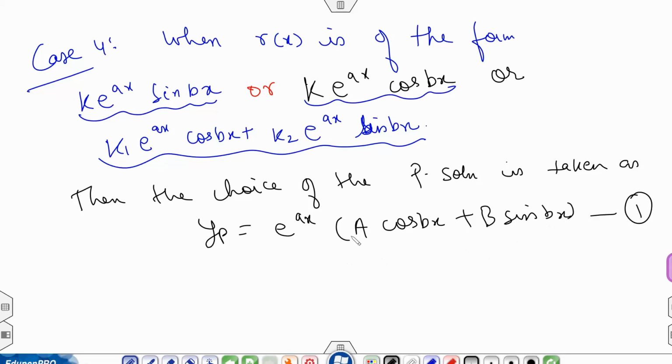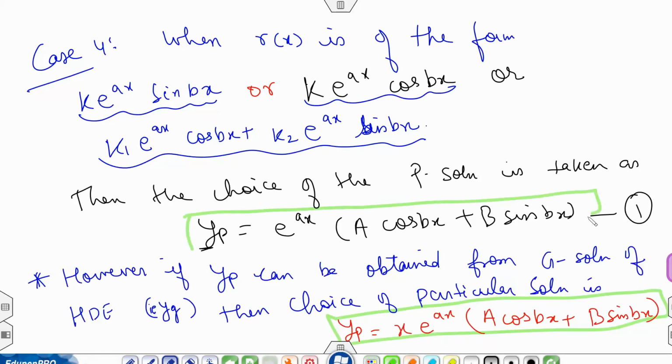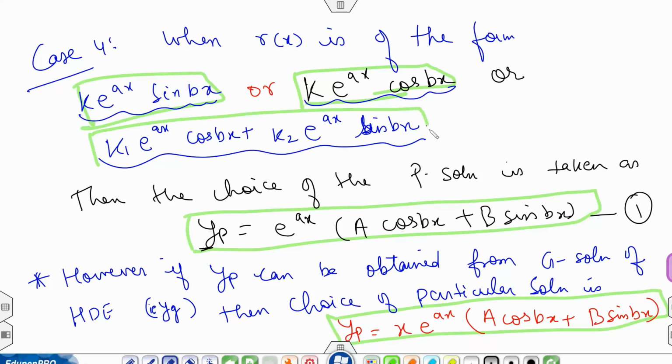However, if yp is obtained directly from yg, that is the general solution of the homogeneous differential equation, then we need to multiply x with the particular solution. So I'll write this down. I hope this is clear: if you find your R(x) is either this or this, first of all you have to choose the trial solution as this one. Now if you see that your yp can be generated from yg, the solution of the homogeneous differential equation, then you need to multiply an x with your default trial solution.